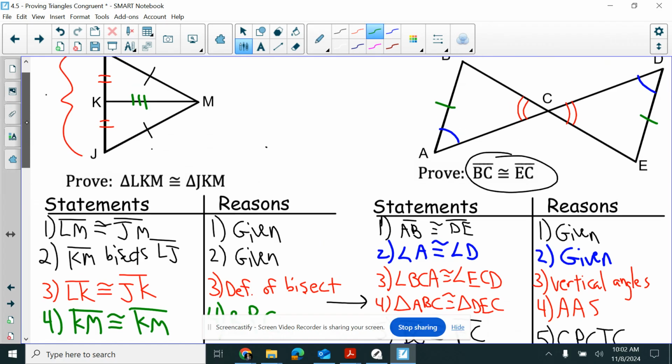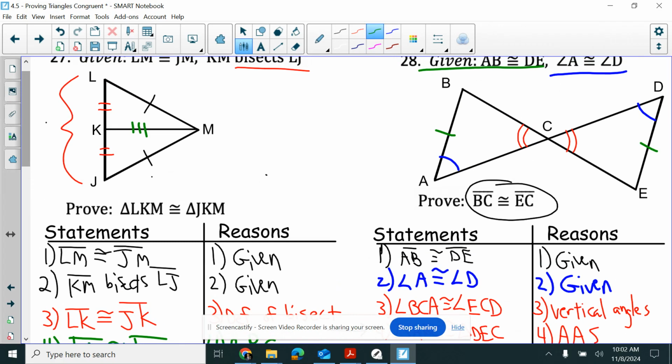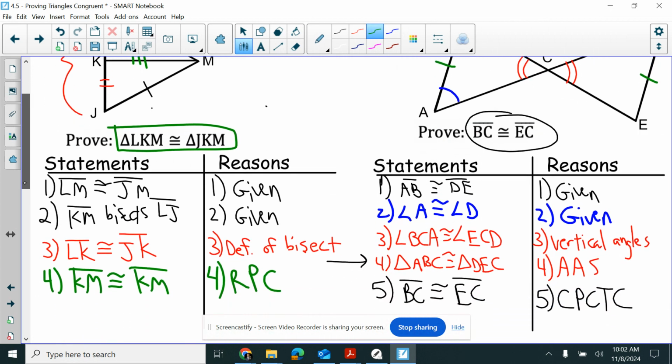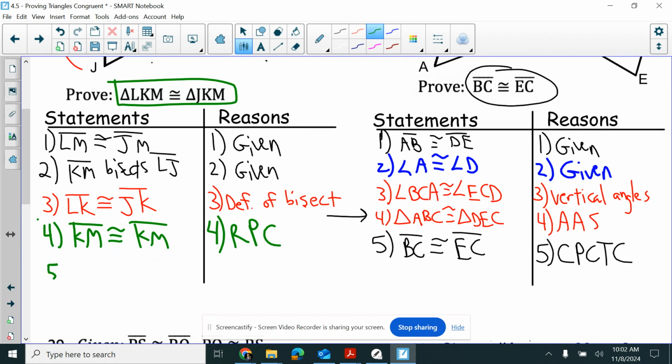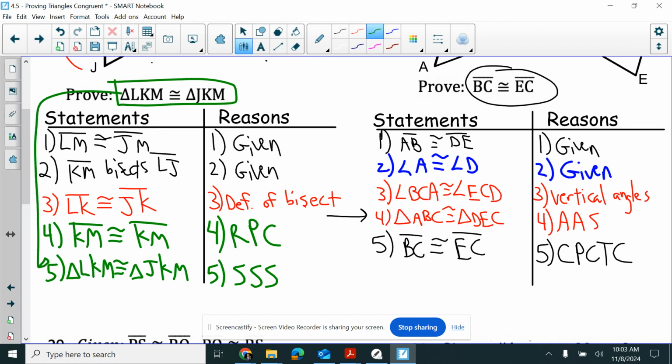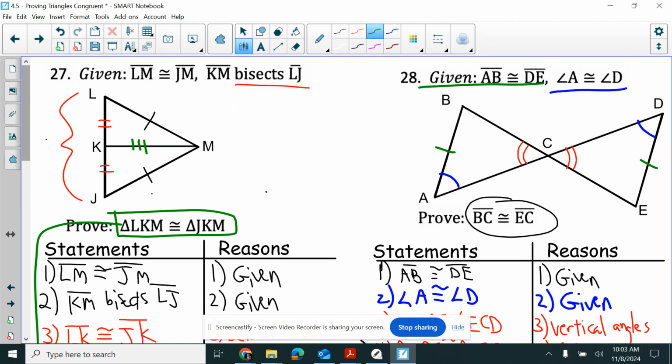Now I have enough info, if I look at my picture, to do side, side, side. So I'm at the point where I can say that the 2 triangles are congruent. Triangle LKM is congruent to triangle JKM because of side, side, side. And that's what we were trying to prove. So that's the last step, and we're done. You always start off with your givens, and then you want to get to a point where you can use one of your 5 triangle rules, like side, side, side or side, angle, side.